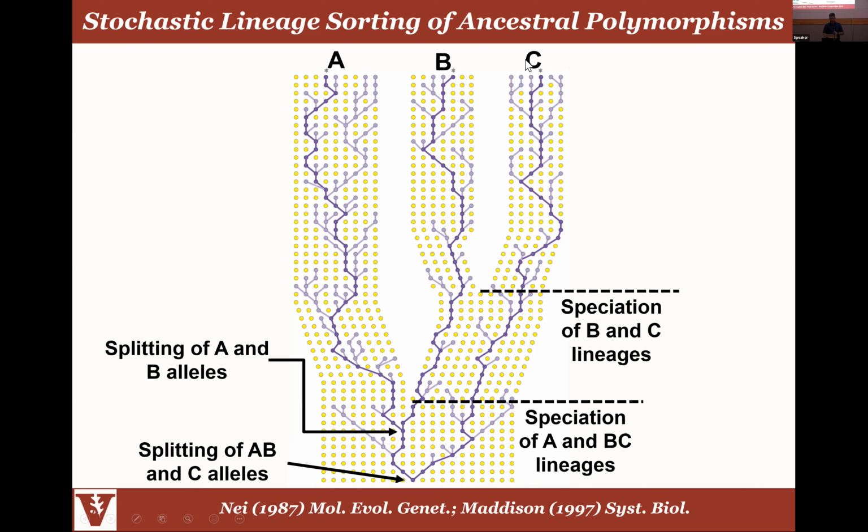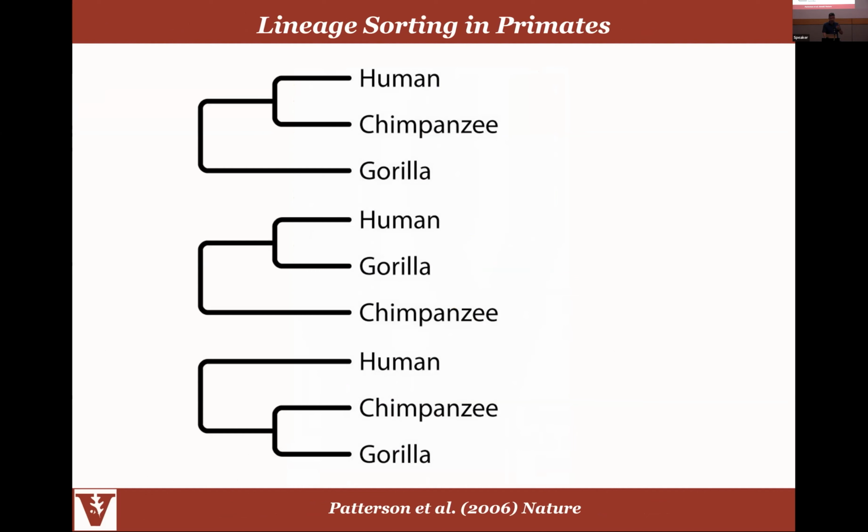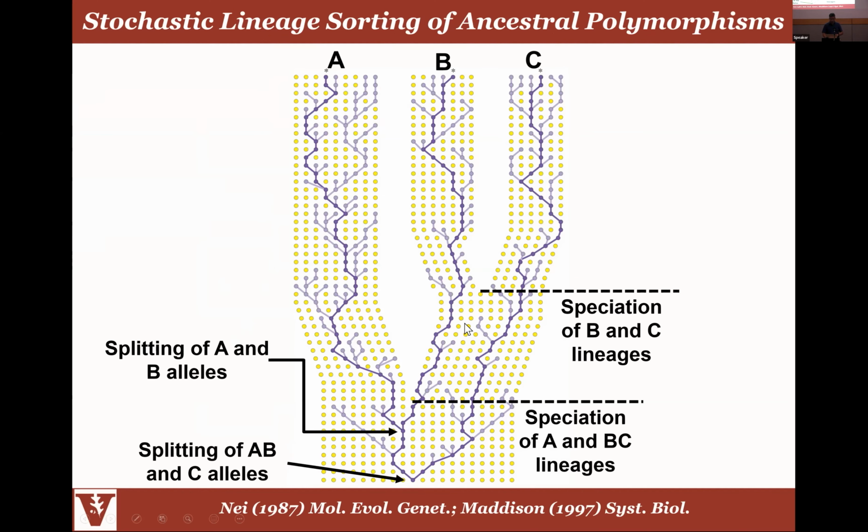And so the topology that we get from species is that B and C are each other's closest relatives, whereas the topology that we get from the allele histories is that A and B are sister to each other. A and B alleles are sister to each other, and C is the outgroup. So that happens relatively commonly, especially when the time between speciation events is very short.